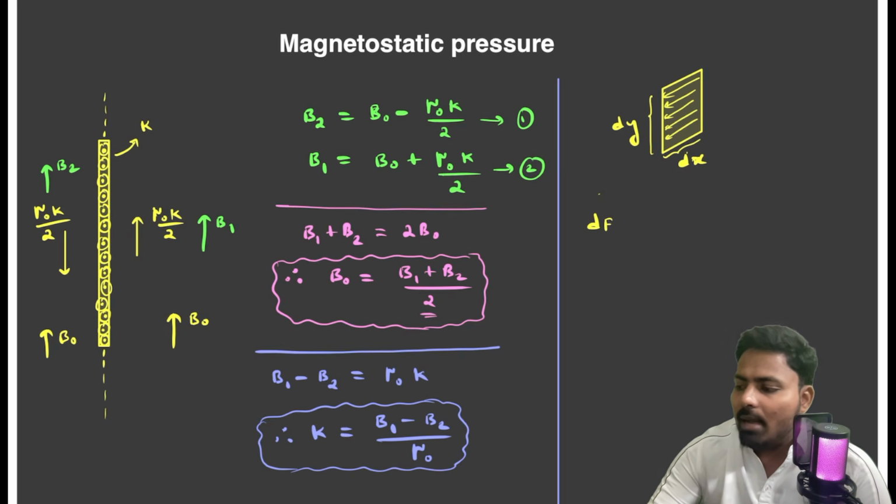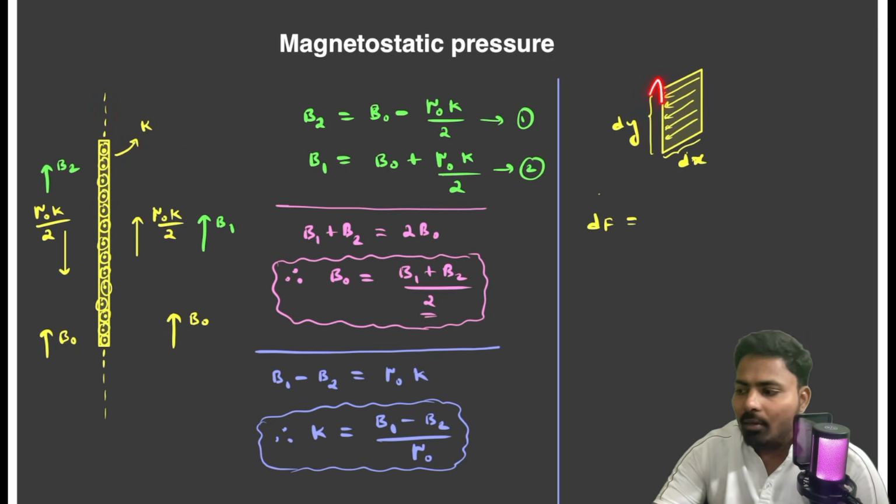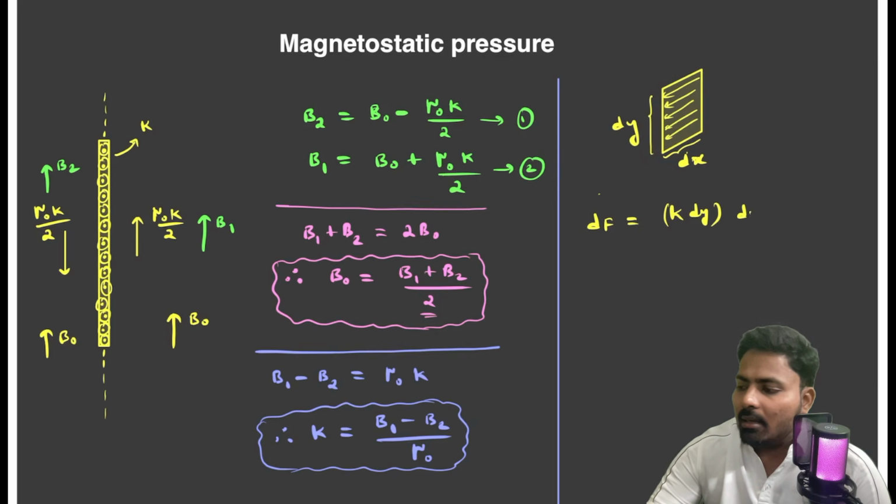Sir, what is the I value? I value is nothing but K, the current per unit length, right? And what is the length of this element that we have considered here? Dy. So K dy is the I, into the length of the conductor that we have considered. This is the length, dx. So I into dl bar.